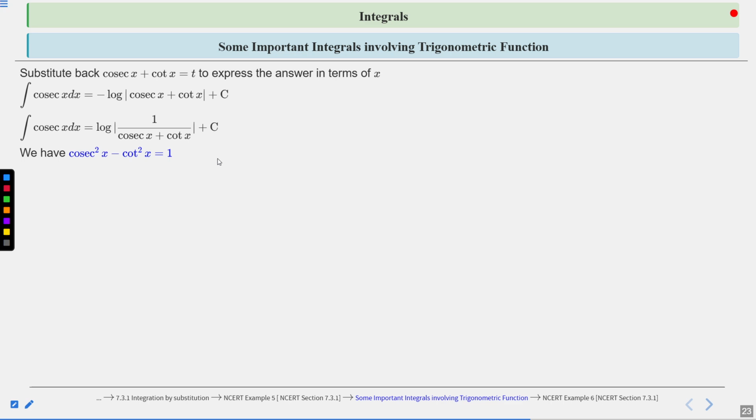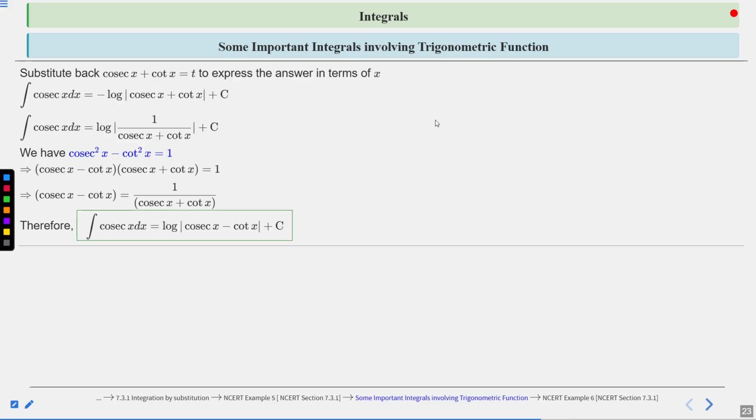Now we know that cosec square x minus cot square x is equal to 1. So we can write it as cosec x minus cot x into cosec x plus cot x, and it is equal to 1. So we can say that cosec x minus cot x will be equal to 1 upon cosec x plus cot x.